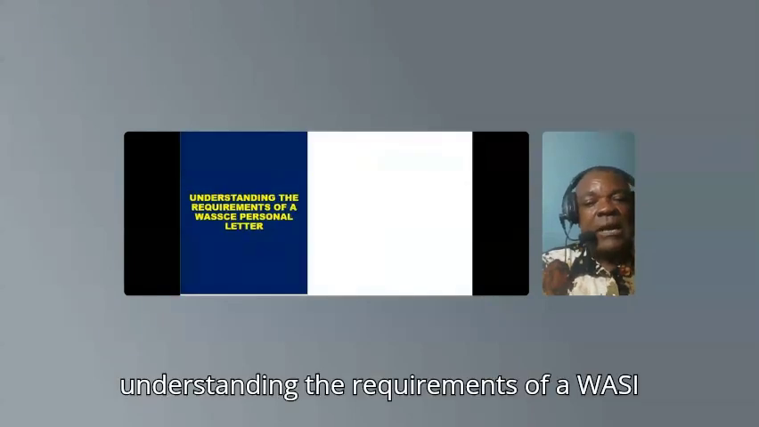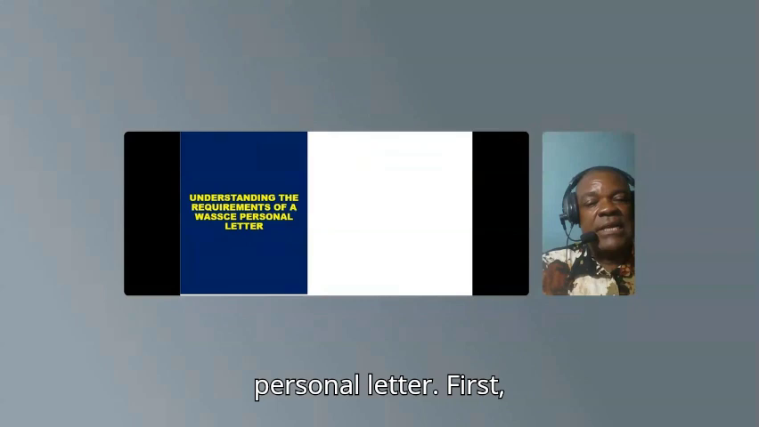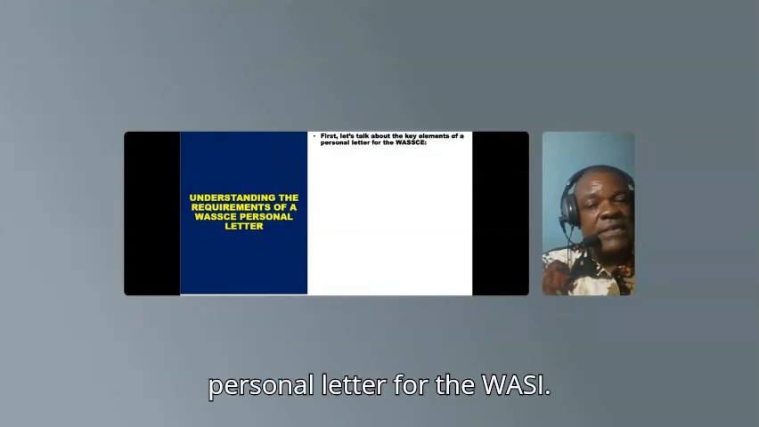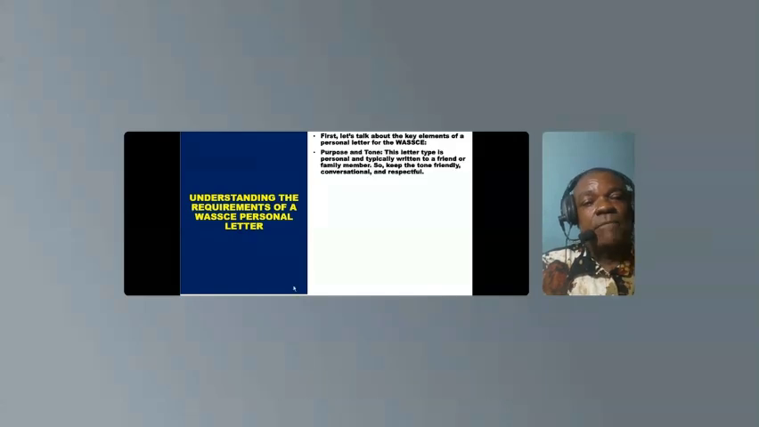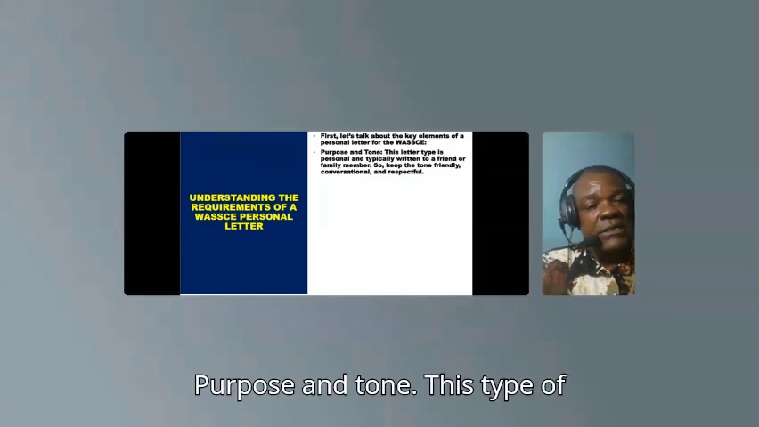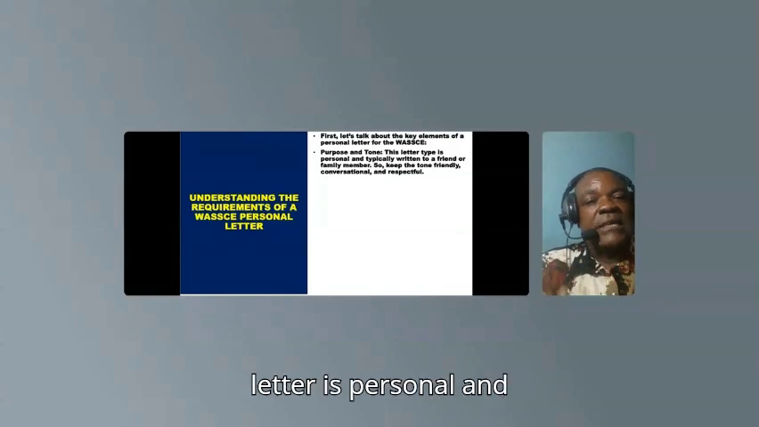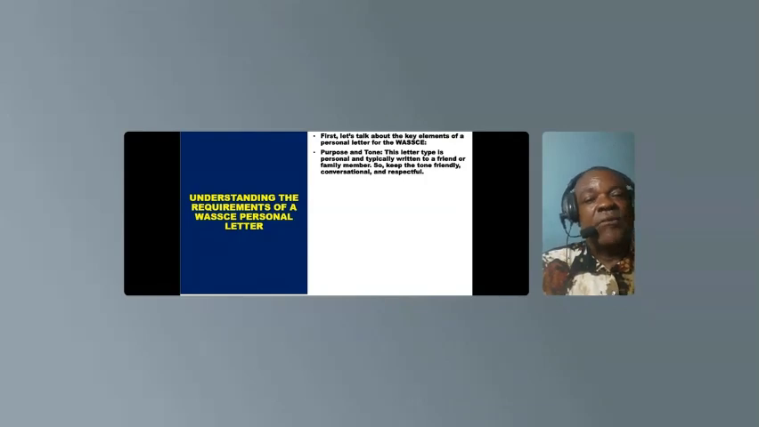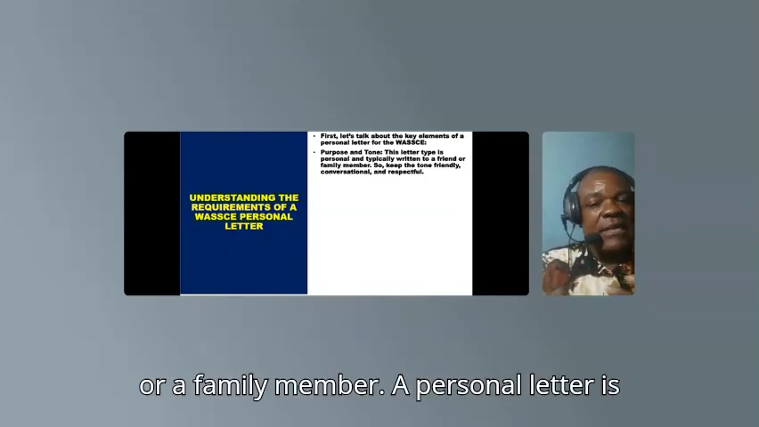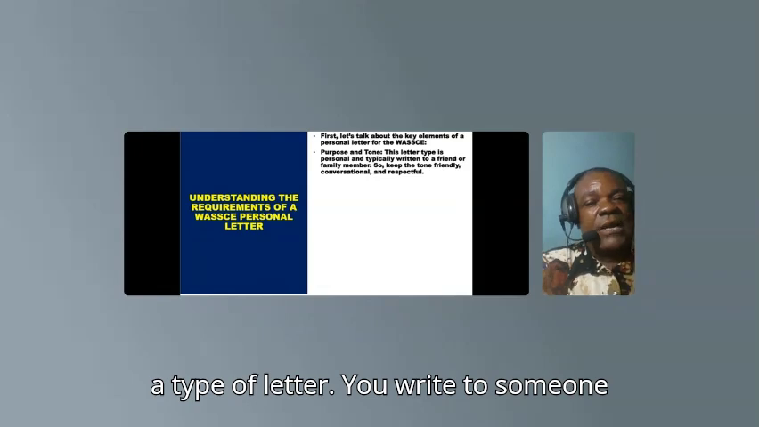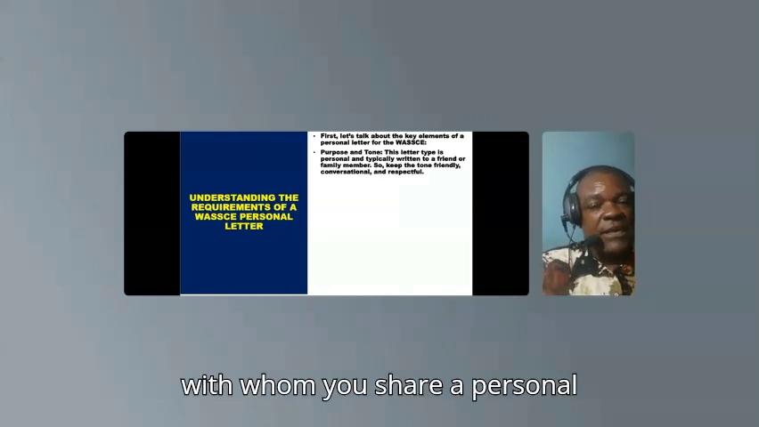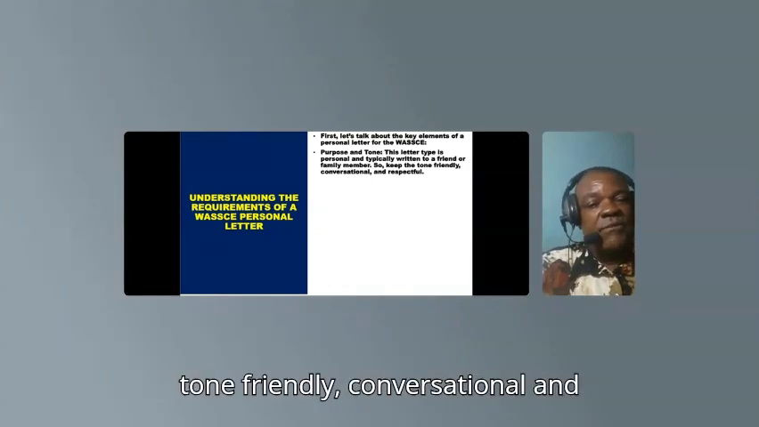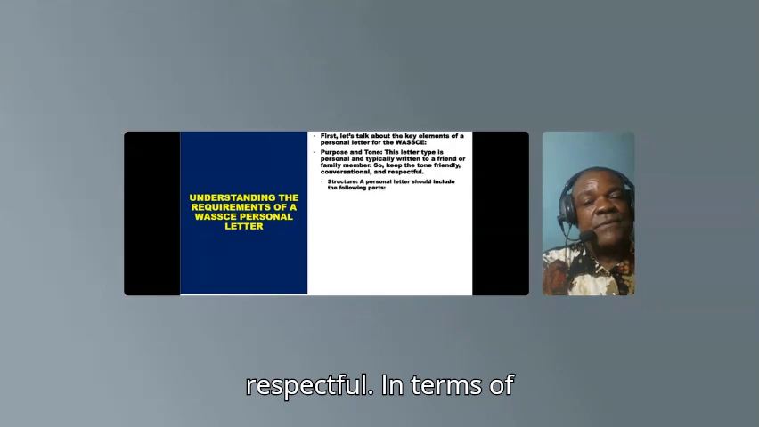Understanding the requirements of a Wassce personal letter. First, let's talk about the key elements of a personal letter for the Wassce. Purpose and tone. This type of letter is personal and is typically written to a friend or a family member. A personal letter is a type of letter you write to someone with whom you share a personal relationship. So you need to keep the tone friendly, conversational, and respectful.